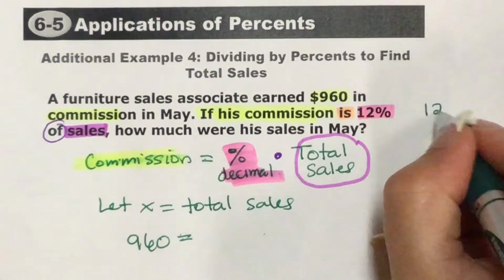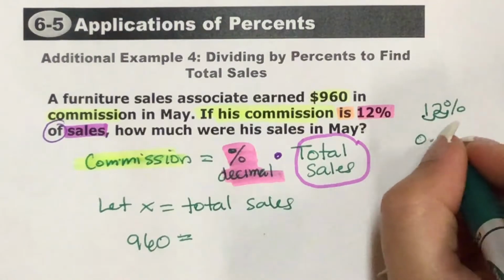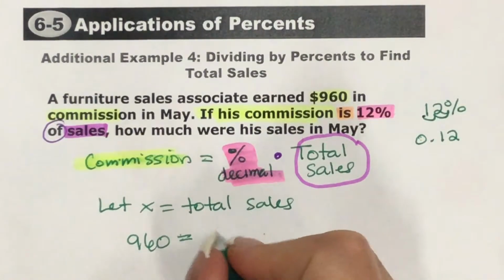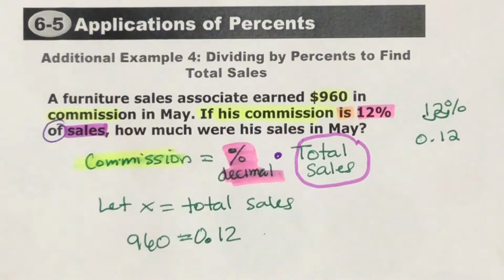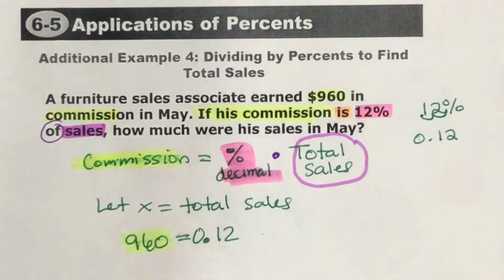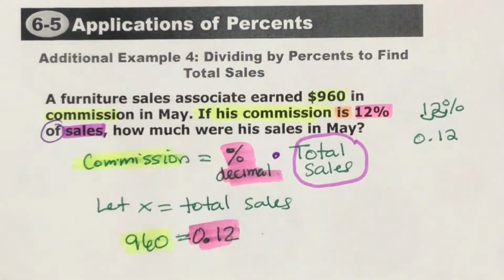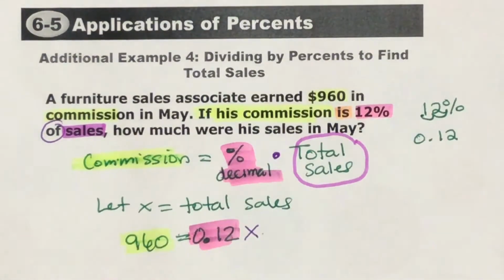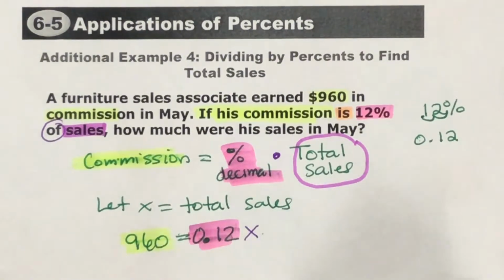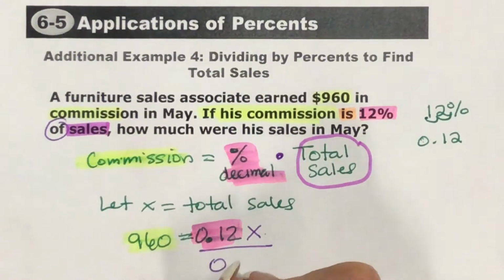So we have 12%. We need to convert that to a decimal. We move it over 2 places. So that means we have 0.12. So 960 is the commission. The decimal is right here, the percentage in the decimal form. And that's going to be multiplied by the sales, and the sales is X. Okay, so we're just trying to figure out what X is, so we need to get it by itself. Right now it's being multiplied by 0.12, so we need to divide both sides by 0.12.